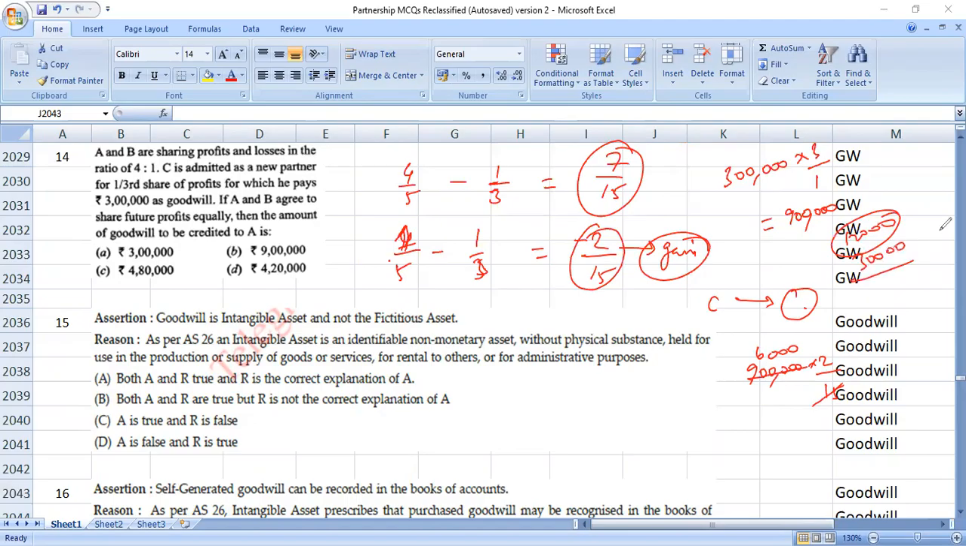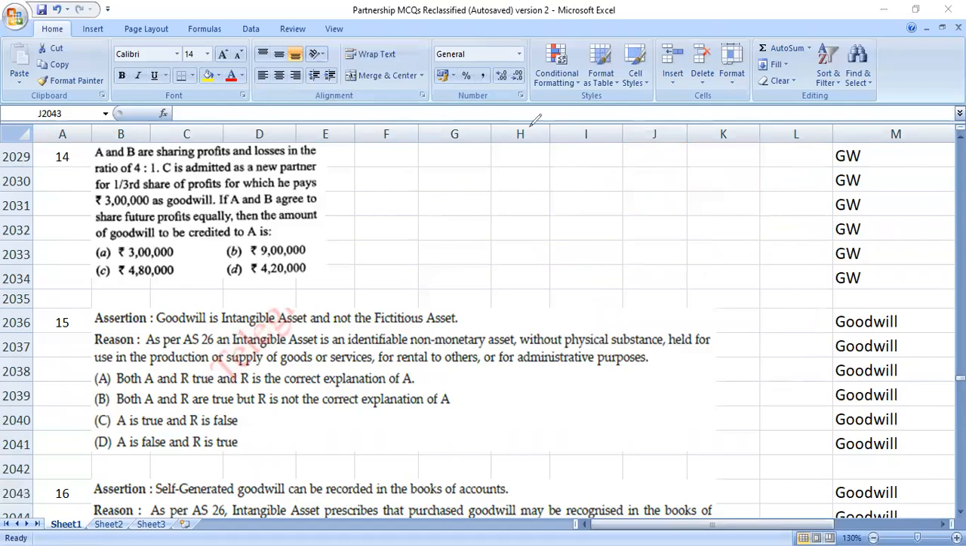C ஏற்கனவே 3 lakh வந்திருக்கான். இது ரெண்டுமே A க்கு தான் கொடுக்கணும் because A is the sacrificing partner. So 4,20,000 will be credited to A's capital account. That is the correct answer.